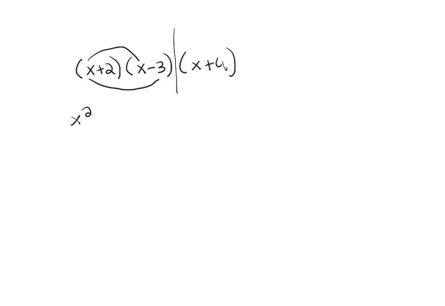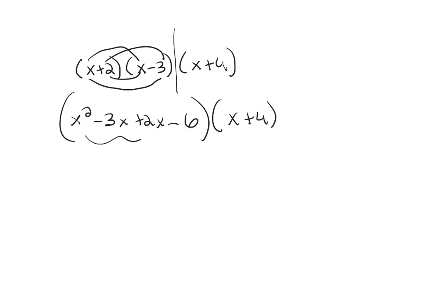All right, we're going to multiply 3 binomials together: x plus 2 times x minus 3 times another binomial, x plus 4. This is going to be kind of 2 steps. Let's just multiply the first 2 together using FOIL. So x squared minus 3x plus 2x minus 6. And then we're going to have to multiply that by x plus 4. But let's simplify this a little bit.